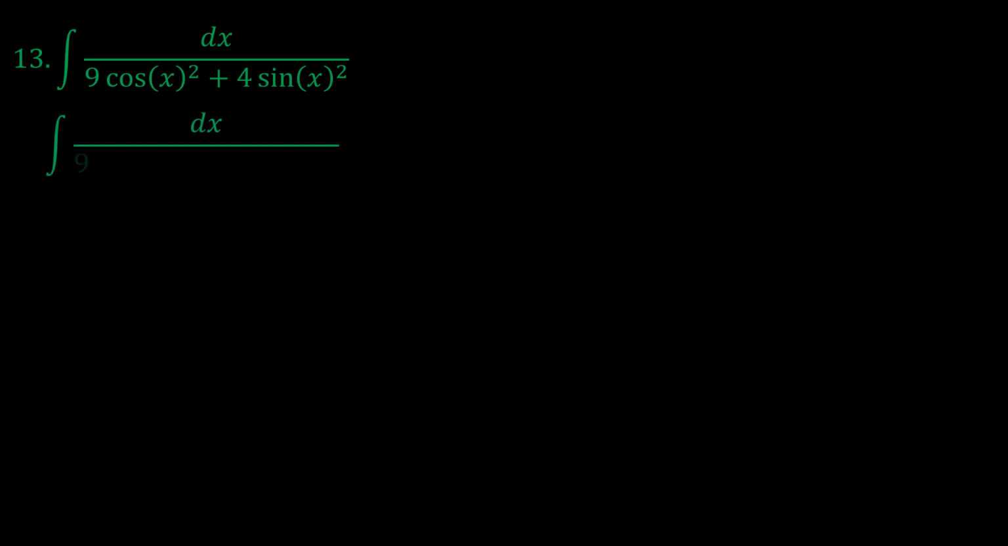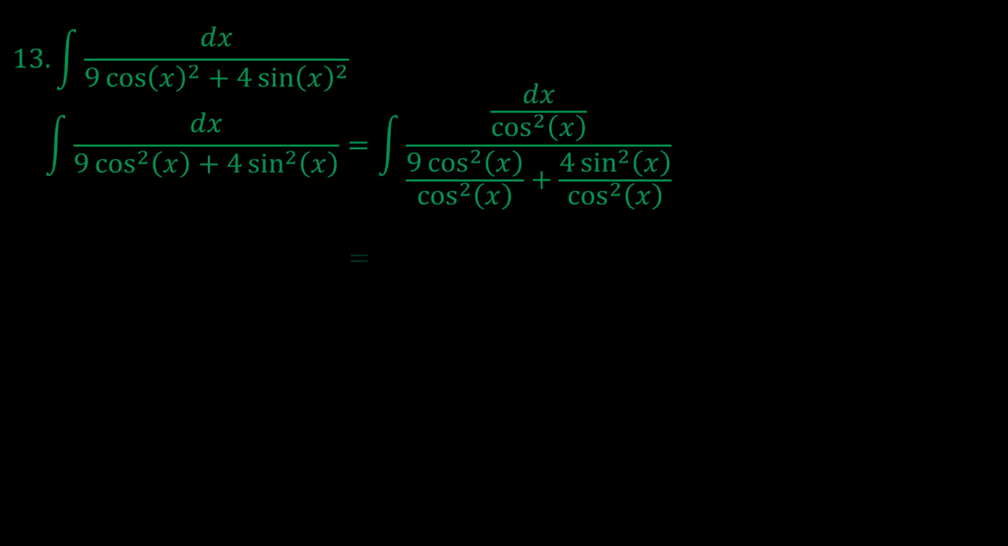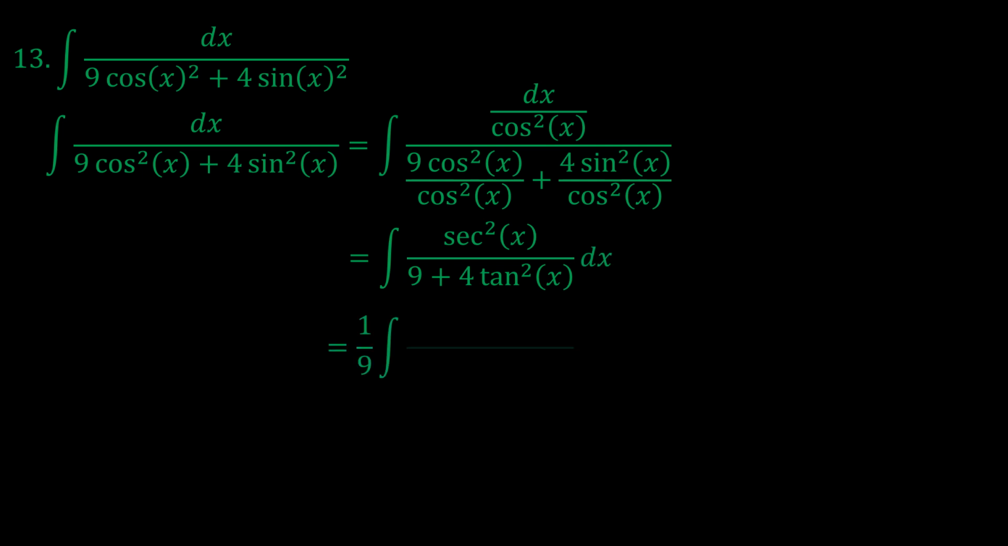This is a very interesting problem, problem number 13, the indefinite integral of 1 over 9 cosine squared x plus 4 sine squared x, or you could say the integral of 1 over cosine squared x plus 4 sine squared x. First thing I would do is divide both the numerator and denominator by cosine squared x. And so what happens here is we have secant squared x in the numerator and 9 plus 4 tangent squared x. Now if I pull 1 over 9 out, I have secant squared x over 1 plus 4 over 9 tangent squared x.